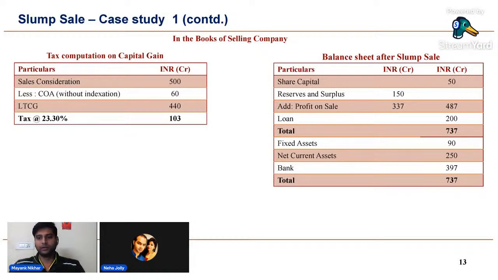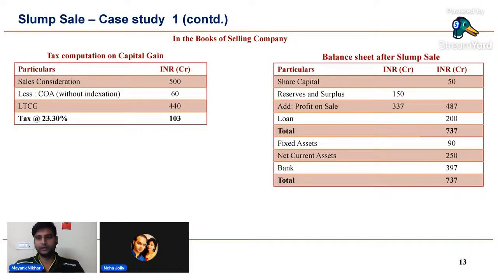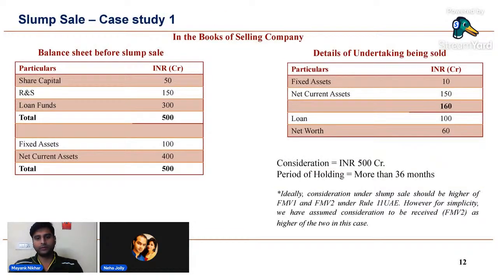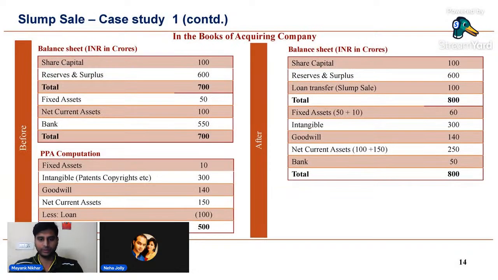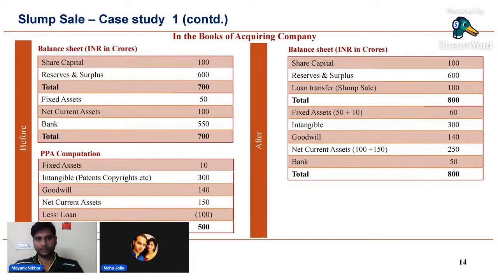undertaking. Loan, earlier it was 300, 100 went with the undertaking, so net 200. Fixed assets, it was 100, 10 was on account of undertaking, which is now sold, so net assets 90. Again, similarly for net current assets, 400 was before slump sale. We saw that 150 was on account of the undertaking which has been sold now. So the balance 250. Now bank account 500, you received 500 and you paid 103 taxes. So 397 bank is what you are left with after the slump sale.